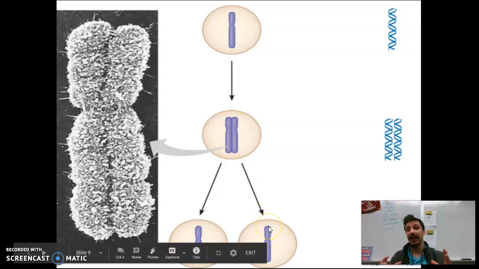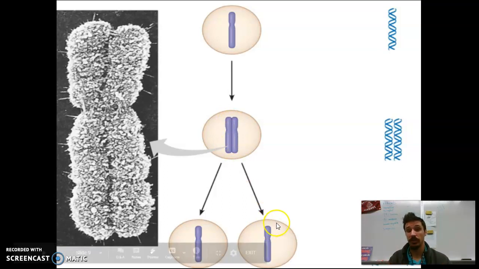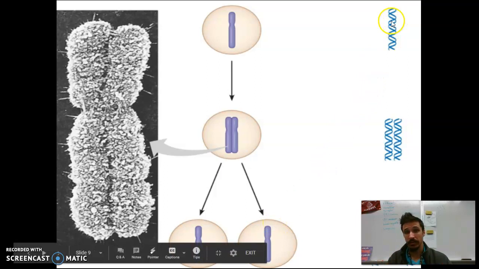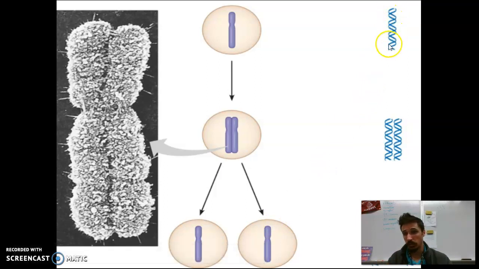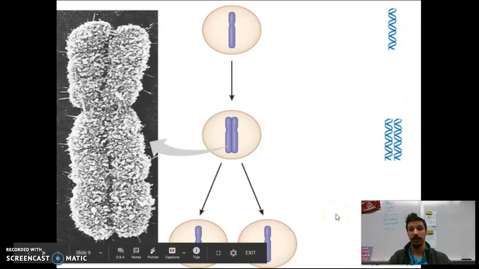And again, because DNA makes up chromosomes, you can see if you look all the way to the right, the same thing happens to the DNA as does the chromosome, right? One strand of DNA is copied to make two, and then those two strands of DNA go into individual daughter cells.